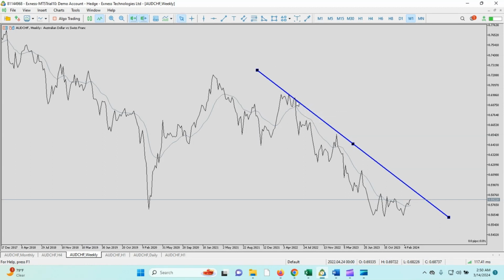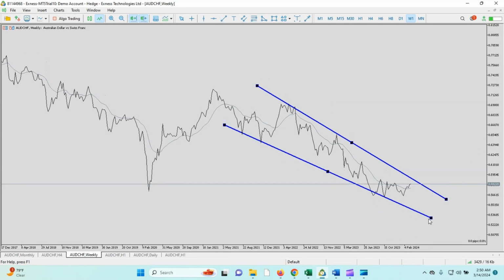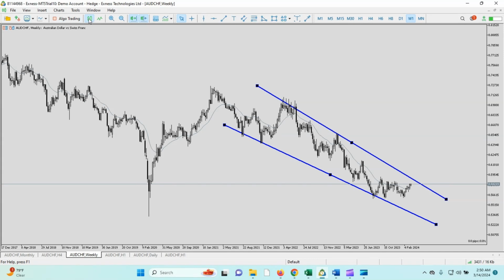First touch, this is first touch, this is second touch. Then we have this trend line also. Which one will we use? This gave rise to this, so let's use this. So we have a trend line. So let's go back to the candlestick chart pattern. So this is what we have in the weekly.